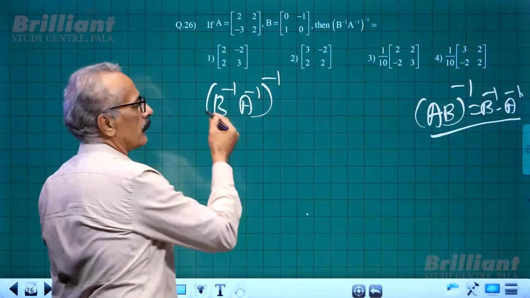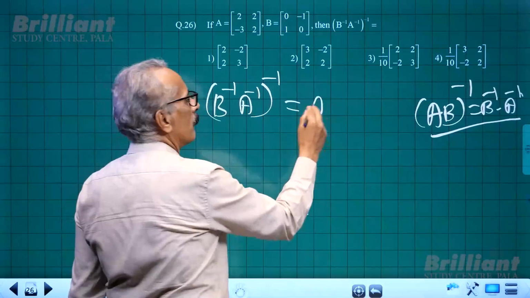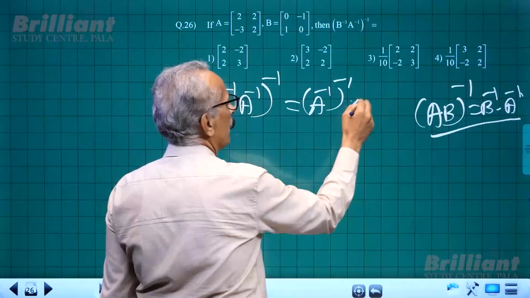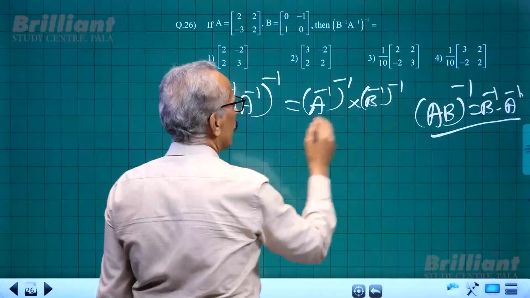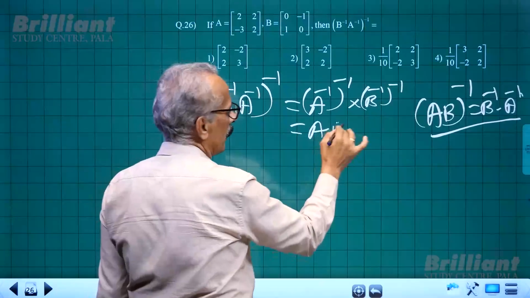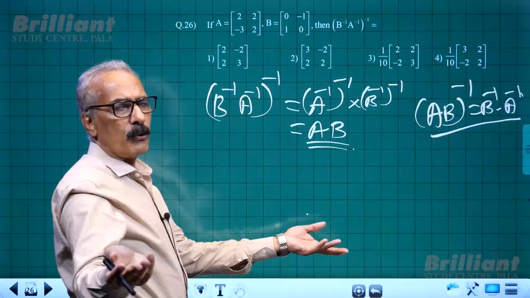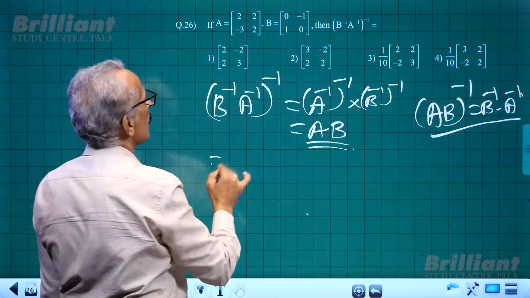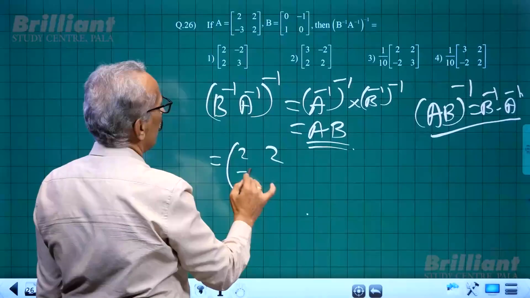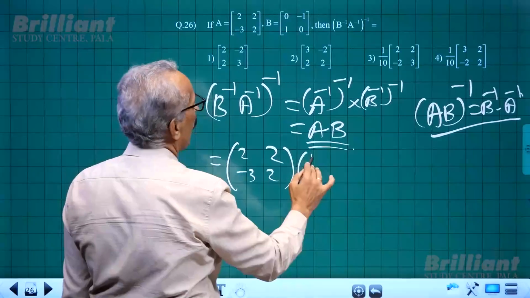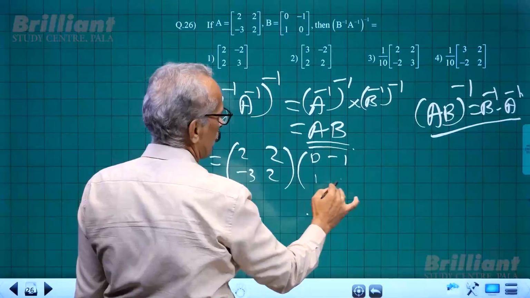Remember that. So tell me, it is (A inverse) inverse into (B inverse) inverse. What is A inverse inverse? Nothing but A. So we are asked to find out AB. No need of finding out A inverse, no need of finding out B inverse. So what is AB? AB is [2, 2; minus 3, 2] into [1, 0; minus 1, 1, 0].